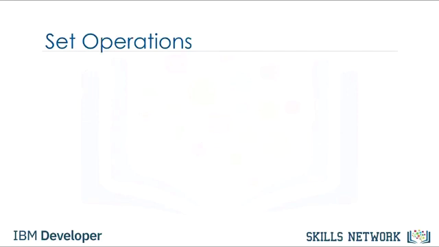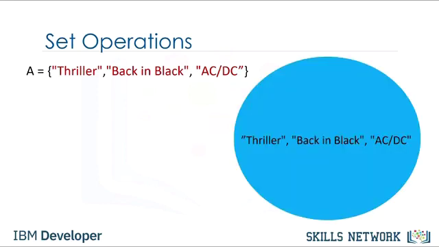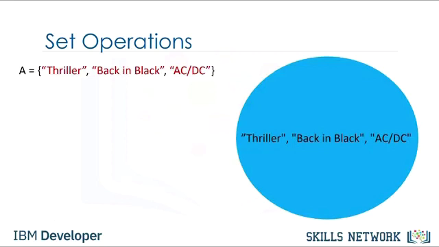Let's go over set operations. These can be used to change the set. Consider the set A. Let's represent this set with a circle. If you are familiar with sets, this can be part of a Venn diagram. A Venn diagram is a tool that uses shapes usually to represent sets.